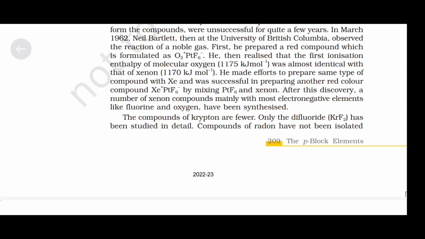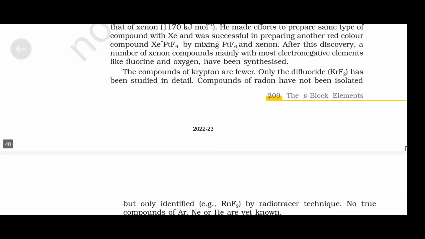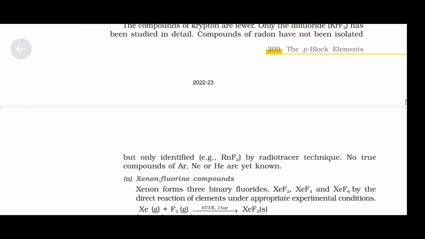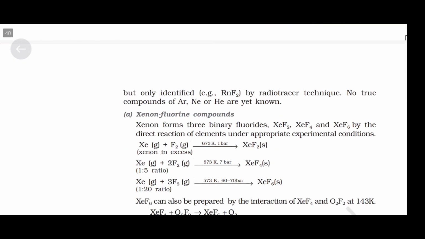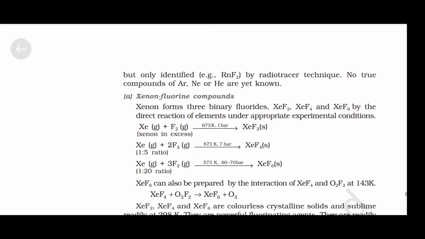The compounds of krypton are fewer. Only the difluoride, KrF2, has been studied in detail. Compounds of radon have not been isolated but only identified, for example RnF2, by radiotracer technique. No true compounds of argon, neon, or helium are yet known.